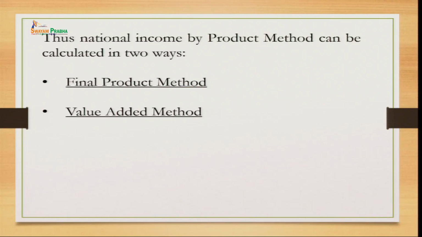Looking this way, we can calculate income by the product method in two different ways. We can use the final product method, or we can use the value added method. See, the final product method is a direct way of calculating national income, and you look at the final prices at which the product is being sold. Here you will take the market price of the product, the prices which I was telling you initially, GDP at market price, or NNP at market price, or NNP at factor cost, that is FC.